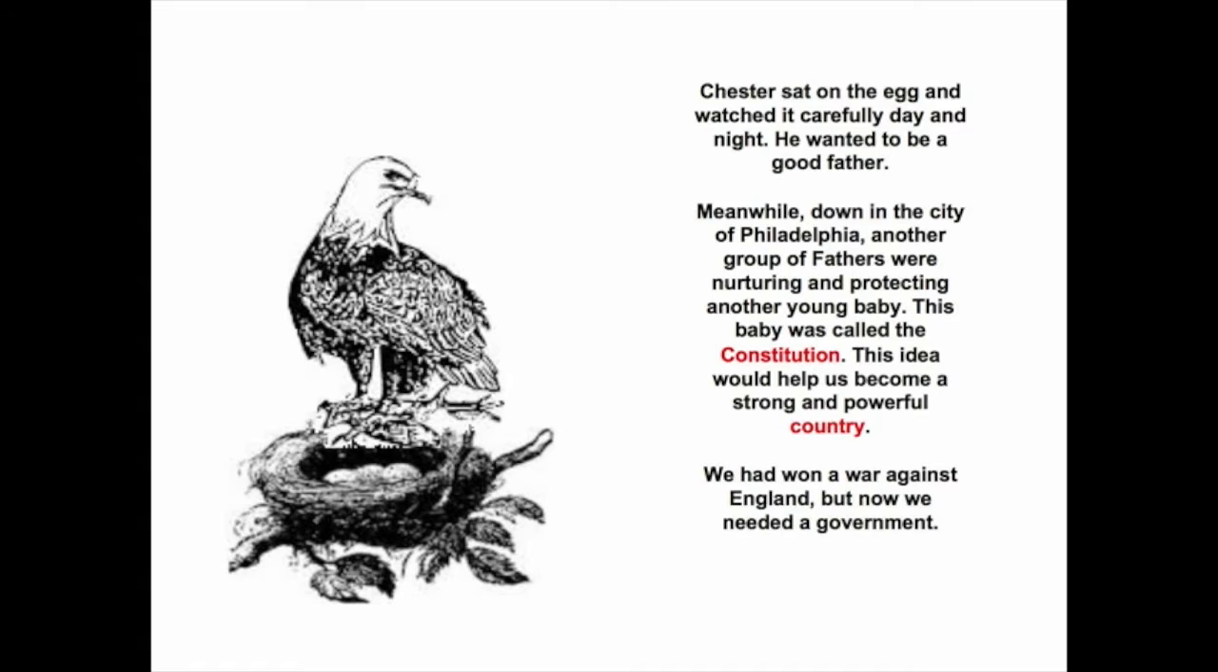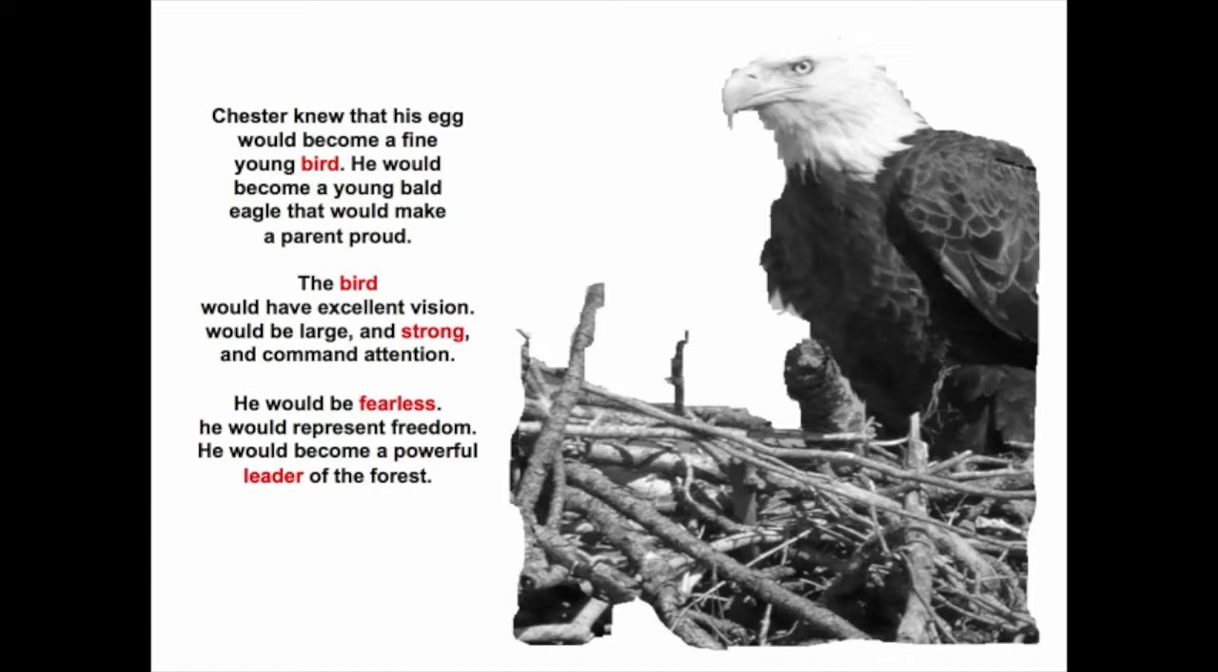Meanwhile, down in the city of Philadelphia, another group of fathers were nurturing and protecting another young baby. This baby was called the Constitution. This idea would help us become a strong and powerful country. We had won a war against England, but now we needed a government. Chester knew that his egg would become a fine young bird. He would become a young bald eagle that would make a parent proud. The bird would have excellent vision, would be large and strong, and command attention. He would be fearless. He would represent freedom. He would become a powerful leader of the forest.